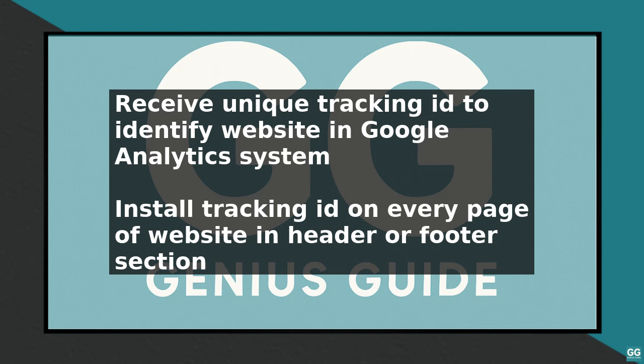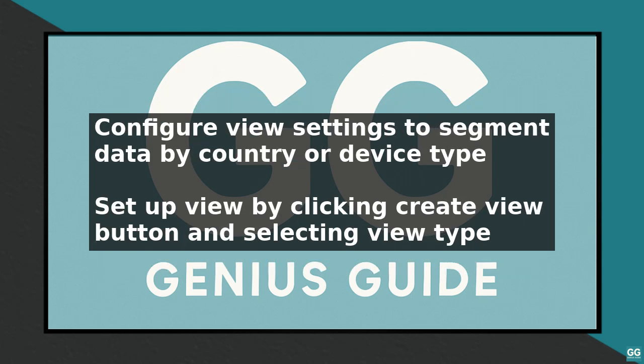One of the most important settings in Google Analytics is the goal setup. A goal is a specific action you want your website visitors to take, such as filling out a form or making a purchase. To set up a goal, go to the Admin section and click on the Goals column. Then, click on the New Goal button and follow the instructions to set up your goal.